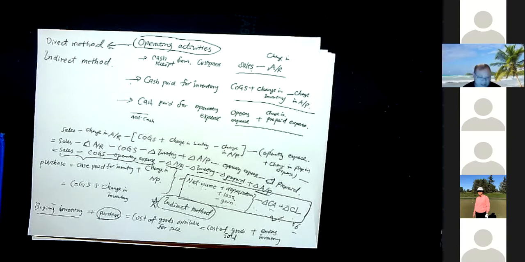If you take a look at page A26, they give us an example for the operating section of the statement of cash flows. They show us cash flow from operating activities. First they talk about how much cash they received from the customers, and then how much they paid to the suppliers and employees, and how much they generate from the operating activities. That's the direct method.